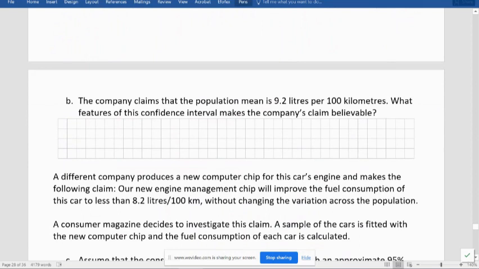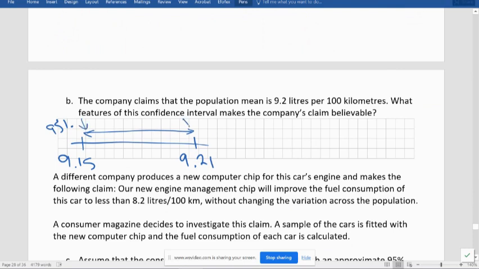All right, so they've got a claim here. The company claims that the population mean is 9.2. So what we have to do is have a look at the claim. Sometimes drawing interval lines can help. In this case, it's quite obvious. So that's our interval from here to here. We could be 95% confident our true mean is in there somewhere. Where is it? I don't know. It could be there, could be there, could be anywhere. We do know one thing. What's in the middle? I'll pause. What's in the middle? The sample mean, because the formula is derived with the sample mean in the middle.